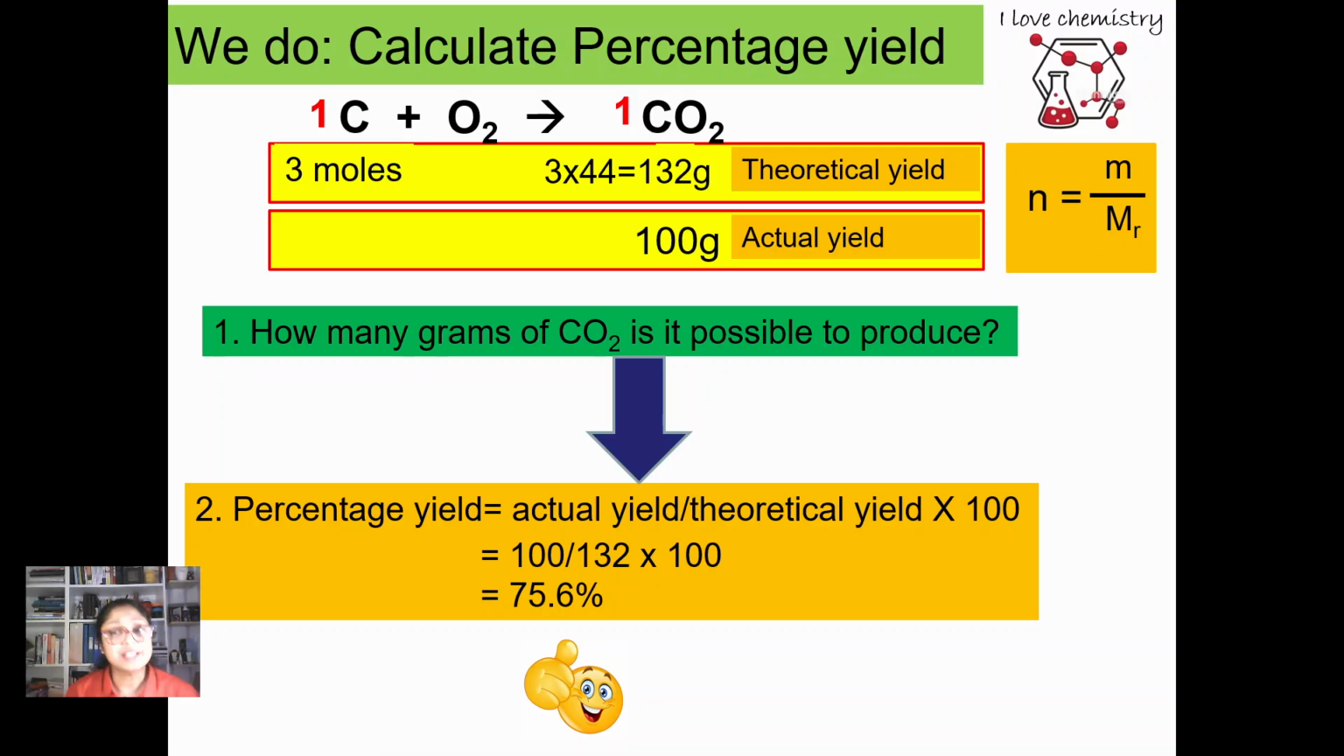Now this yield is a little bit lower than the last example, isn't it? So you see we can really compare the efficiency of the reactions and we can do something about it if the yield is lower. So well done for this calculation.